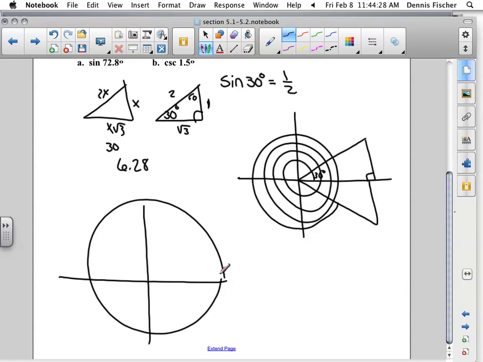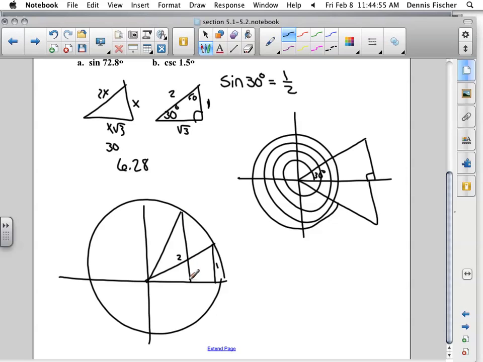I'm just going to show how the circle works. The radius is 1. That's how a unit circle works. Unit circle is always radius of 1. Here's my 30-degree angle. And you said that that's 1/2. Correct? 1 over 2.